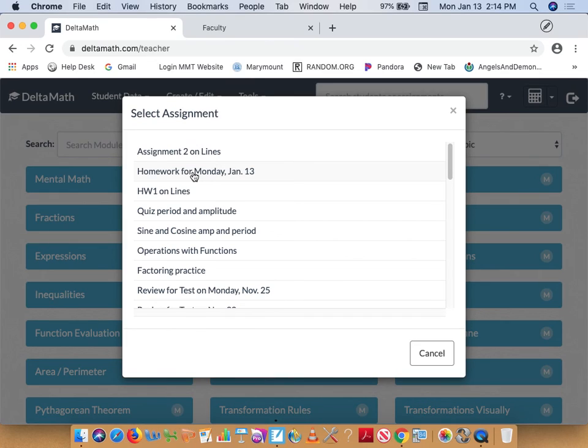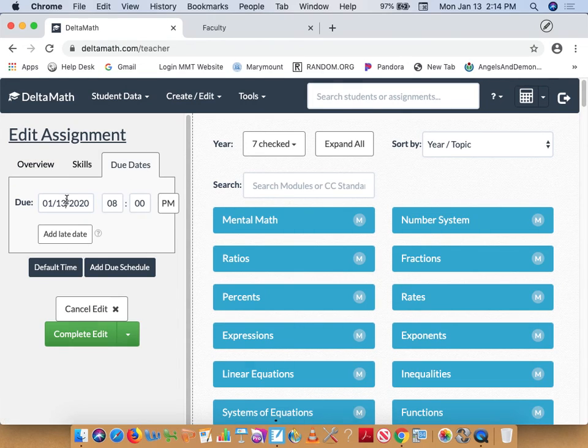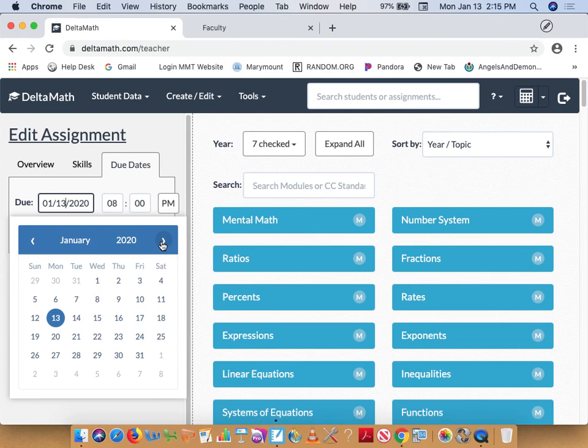But until that happens, I'm going to keep this homework for January 13th called that, so that you can go back and remember when I assigned it. We'll keep all of the dates going. But what I'm saying is, since it's already due and I've already graded it, I'm going to change the due date until our test date.